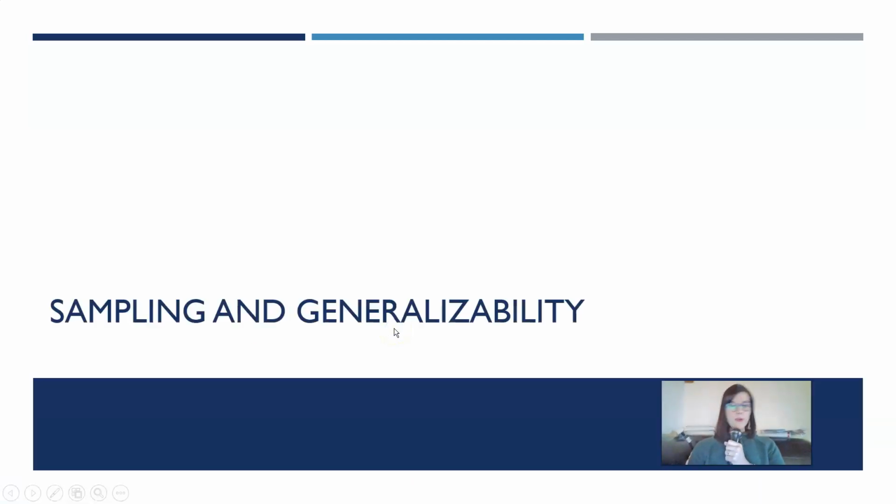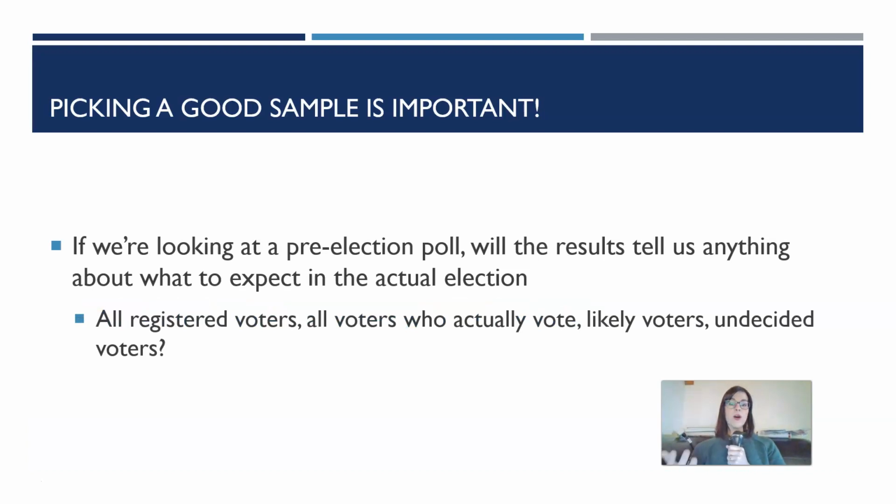So we're first going to start by talking about sampling and generalizability. Is there a way that we can actually see if our results generalize to a larger population based on the sample that we pick? Picking a good sample is really important. If we're going to look at a pre-election poll, will the results actually tell us anything about what we can expect in the actual election? And the truth of the matter is, it depends. It depends on what your sample is, and also on who you're trying to extrapolate to.